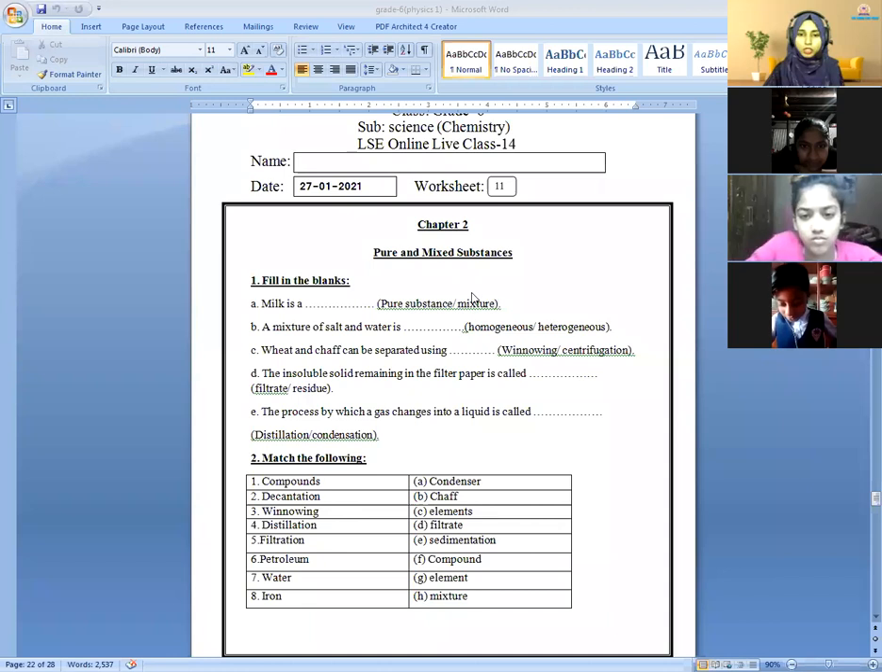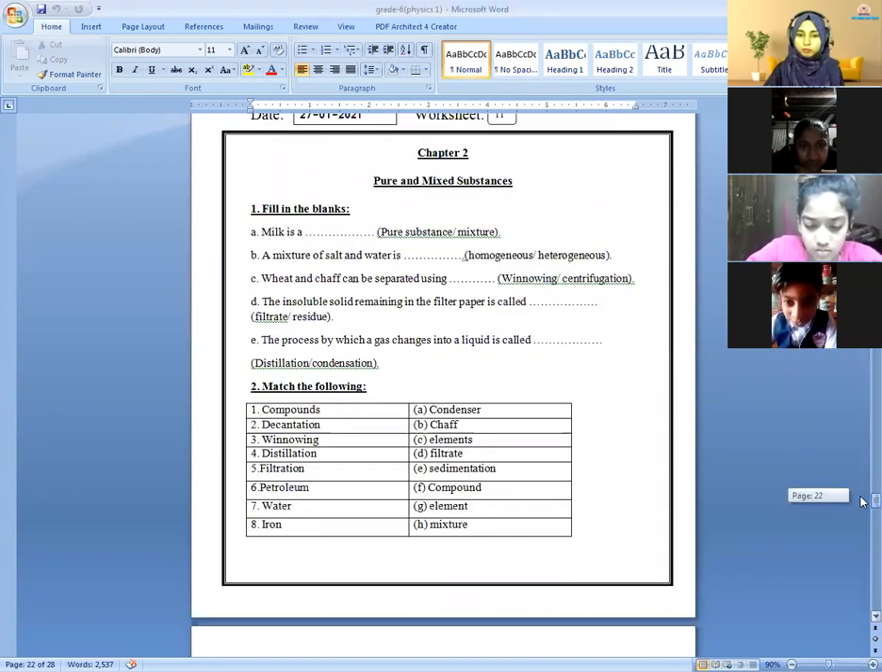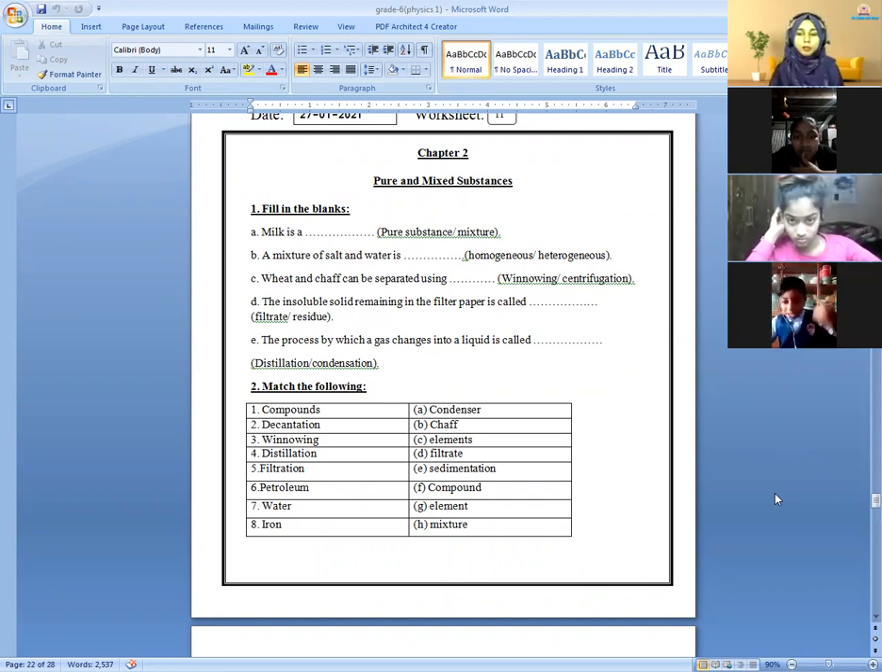Can you all see the worksheet? Yes, ma'am. Now try. Milk is a pure substance, ma'am. Milk is a pure substance? Is it, all the time? No. Milk is not a pure substance. Milk is a mixture. How? We didn't mix anything in the milk. Sometimes we mix chocolate, strawberry, banana, avocado, anything. That's why it's a mixture.